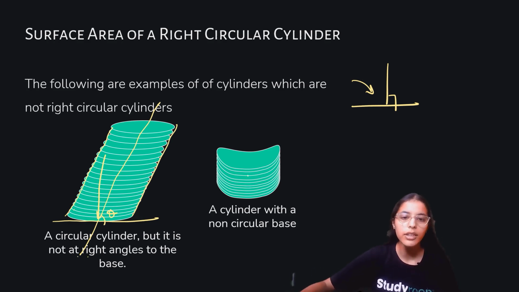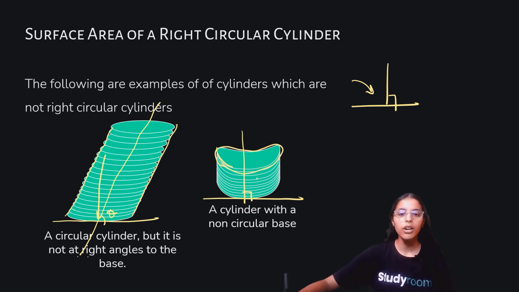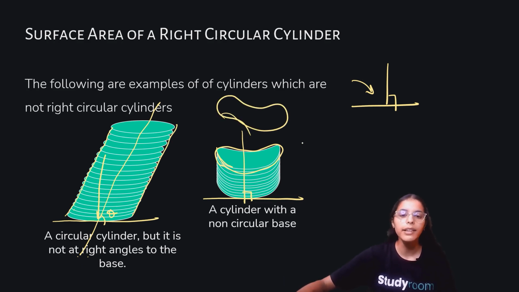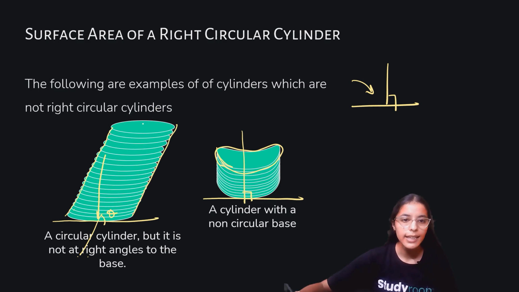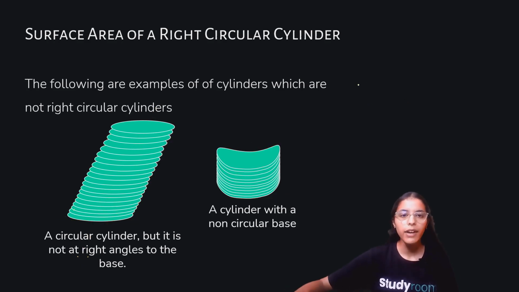Now this is not a circular cylinder because even if it is making an angle of 90 degrees, the base is not a circular base. It is folded like this and is making some other shape that we do not know. So these cylinders are not considered in your course in this chapter, and we will not be finding the surface area or volume or anything related to them, but you should know what all the possible cases of cylinders are.